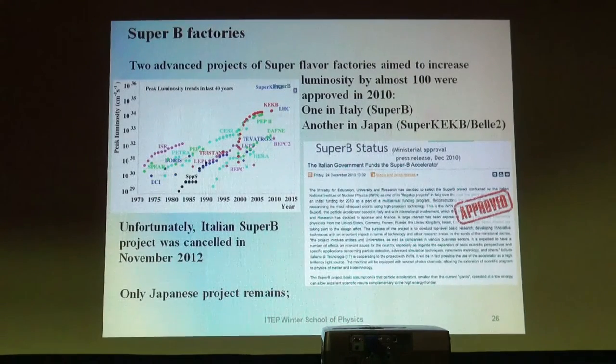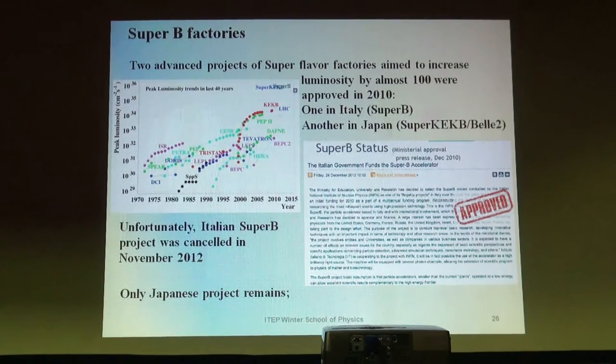Next are projects whose future is much better determined. We have two very advanced projects for super B factories. One was supposed to be built in Italy. Another one is the upgrade of the Belle detector and Belle accelerator, where the luminosity should be increased by about a factor of 15.